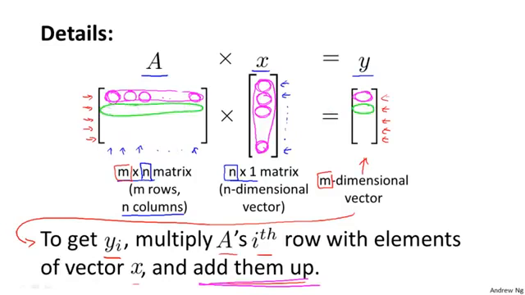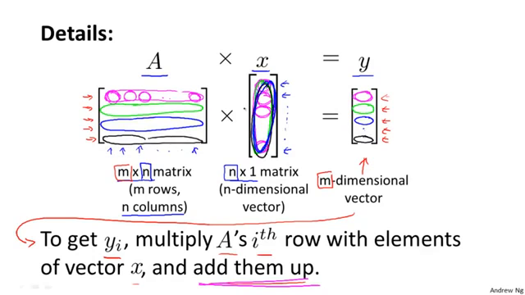So we take the second row of A and multiply elements-wise with the elements of x and add up the results of the products, and that would give me the second element of y. And you keep going. Then we take the third row of A, multiply elements-wise with the vector x, sum up the results, and then I get the third element, and so on until I get down to the last row, like so. Okay? So that's the procedure.